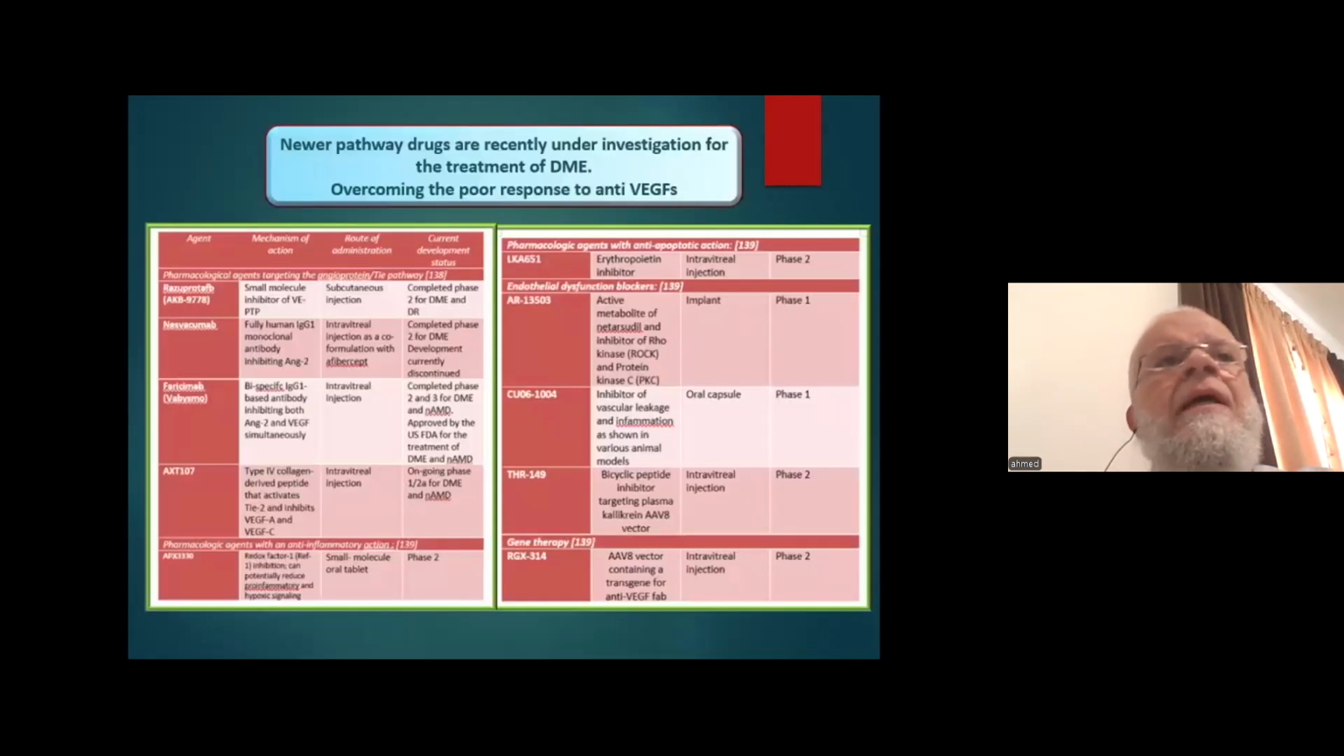And these are the various pharmacological agents which are now being studied in phase 1 or phase 2 studies, but are not yet established, and have a future application in the near future, inshallah.